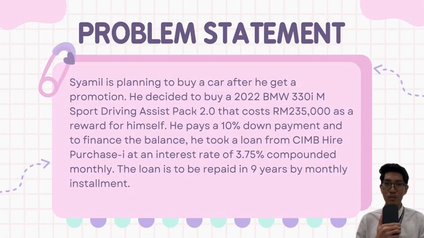Syamil is planning to buy a car after he gets a promotion. He decided to buy a 2032 BMW 330i M Sport Driving Assist Pad 2.0 that costs RM 235,000 as a reward for himself. He pays a 10% down payment, and to finance the balance, he took a loan from CIMB Hire Purchase I at an interest rate of 3.75% compounded monthly. The loan is to be repaid in 9 years by monthly installment.